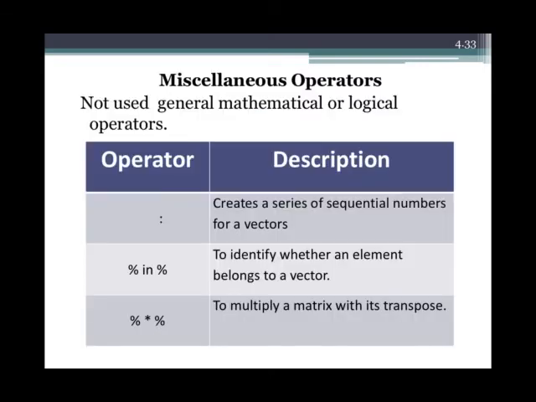The miscellaneous operators are, we have a colon, which creates a series of sequential numbers, like let's say 1 to 5 or say 6 to 10. So if it's 1 to 5, we would say 1 colon 5. We also have another operator, the percent in percent, to identify whether an element belongs to a vector. Basically, we are trying to see whether the value we are having is actually found in the group of values within which we are looking. We also have percent ampersand percent to multiply a matrix with its transpose.